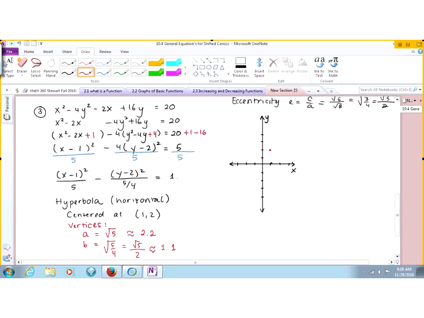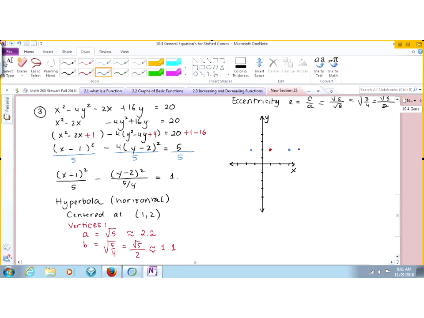All right. So let's see, center at 1, 2, go left and right 2.2. So 1, 2, then 1, 2. Oh, so the unit is a little bit bigger on the right side. All right. Same side? Okay. And let's label this.